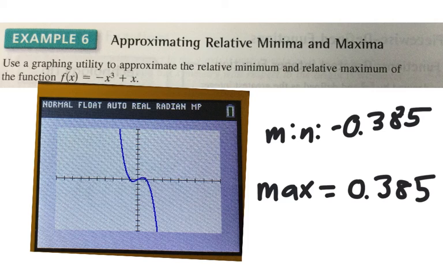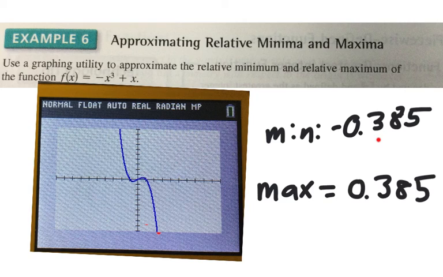So this graph has some symmetry to it. Right? The low point is negative 0.385, and the high point is positive 0.385 in those places. Let me say this. Is this the minimum value of the graph in its entirety? No, because it reaches an even lower value here. So this is not the minimum of the graph.